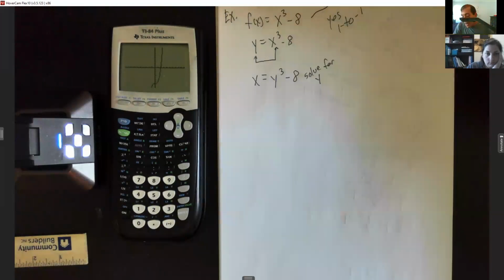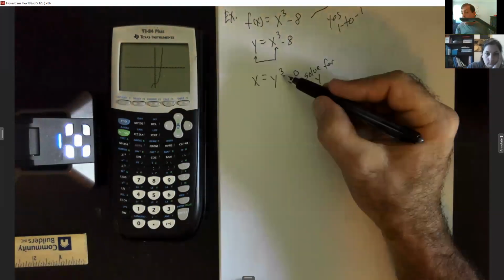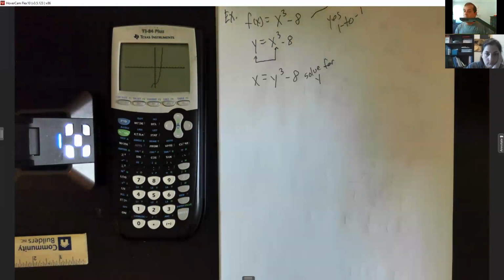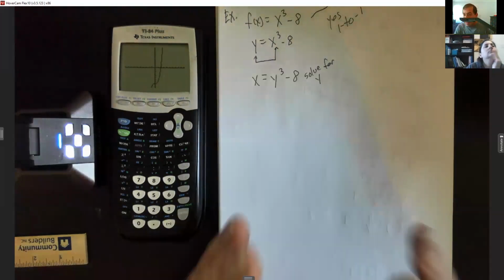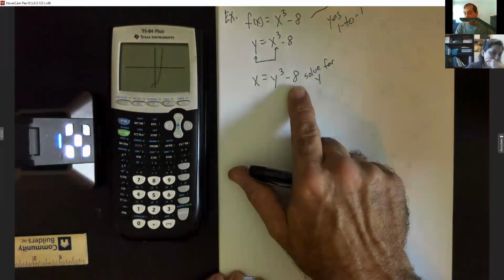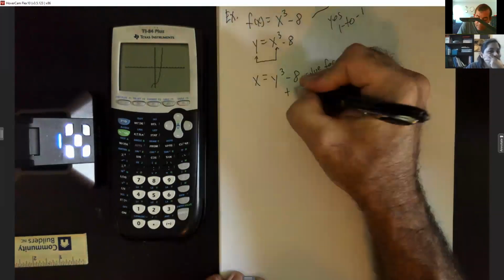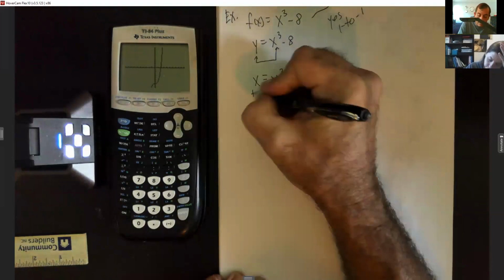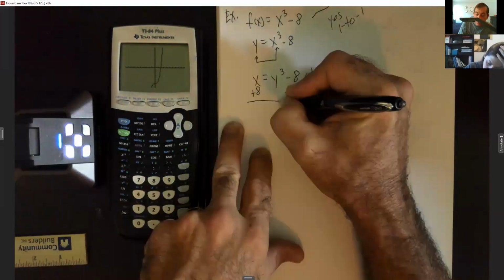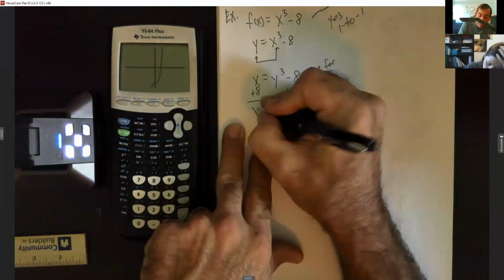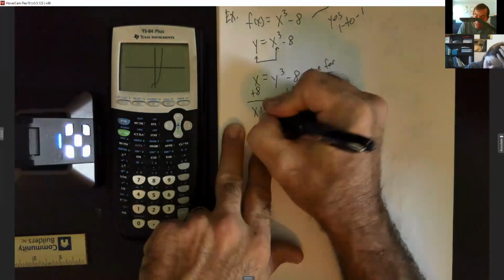So y'all, when you've got a y cubed sitting here, you want to get that y cubed all by itself on that side. So we need to take care of that negative 8. So what I'm going to do is add an 8 to both sides, so that this side gives me x plus 8 equals y to the third.